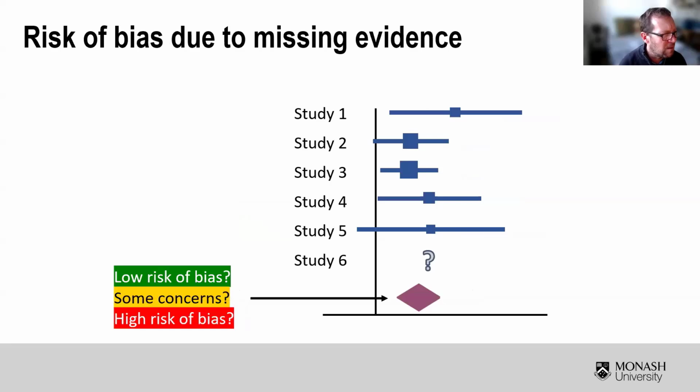So the aim in developing the ROB-ME tool was to develop a transparent and reproducible way to assess risk of bias due to missing evidence, where one considered the results of the meta-analysis in the context of what one knew about the missing results, and then assess the whole meta-analysis as being at low risk of bias or having some concerns, or a high risk of bias due to missing evidence. Next, please.